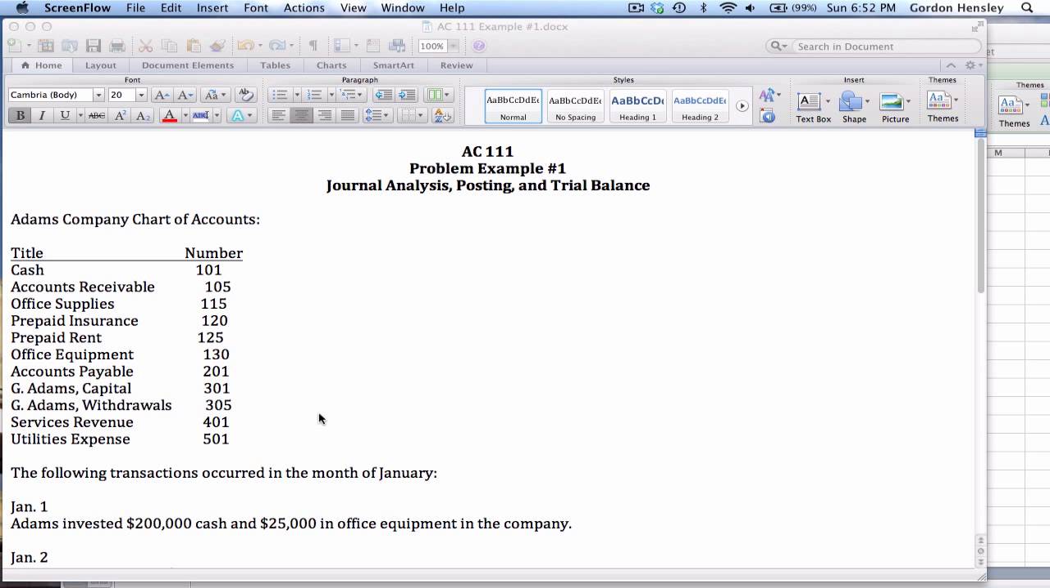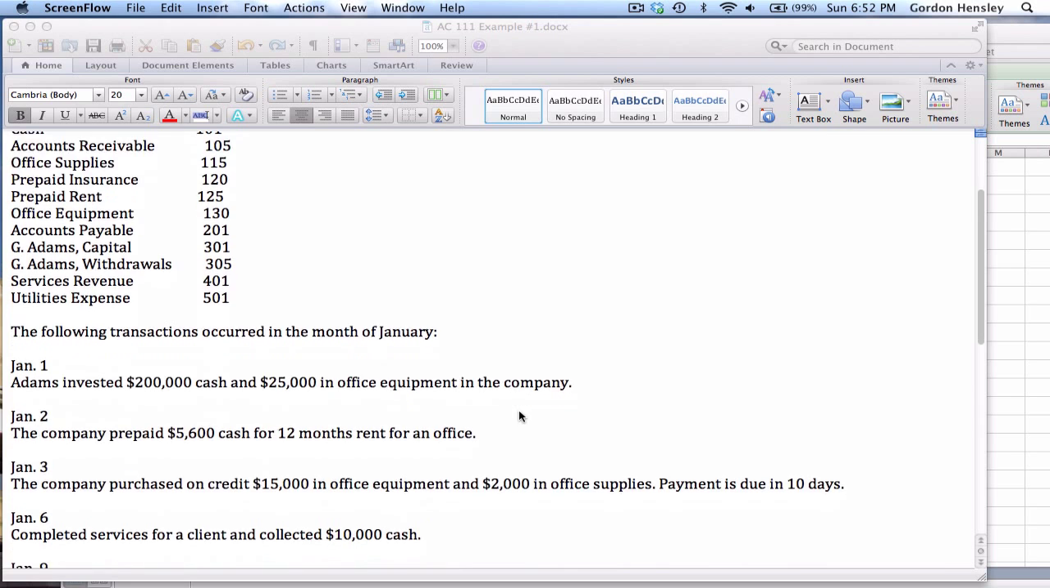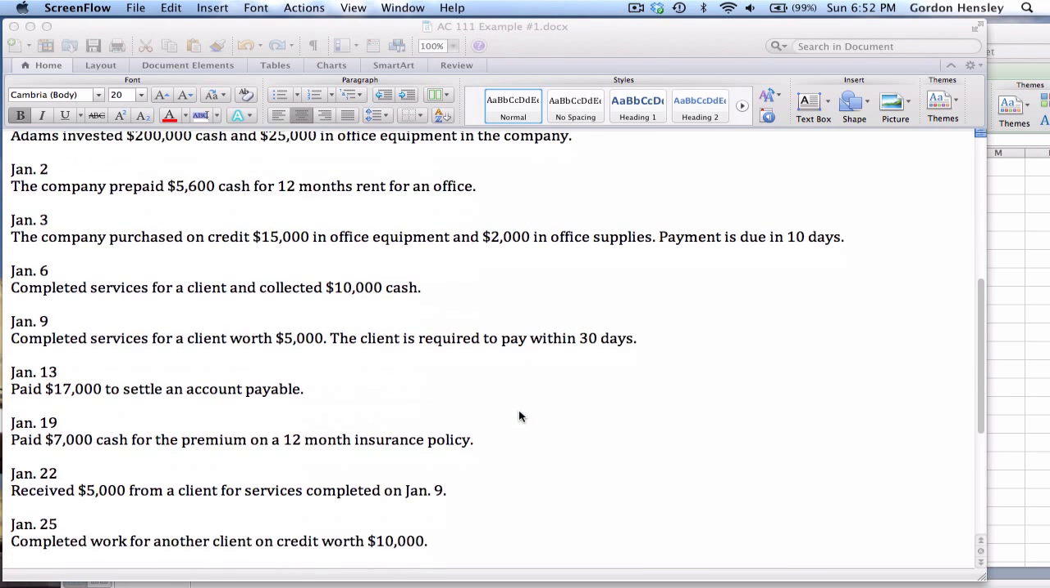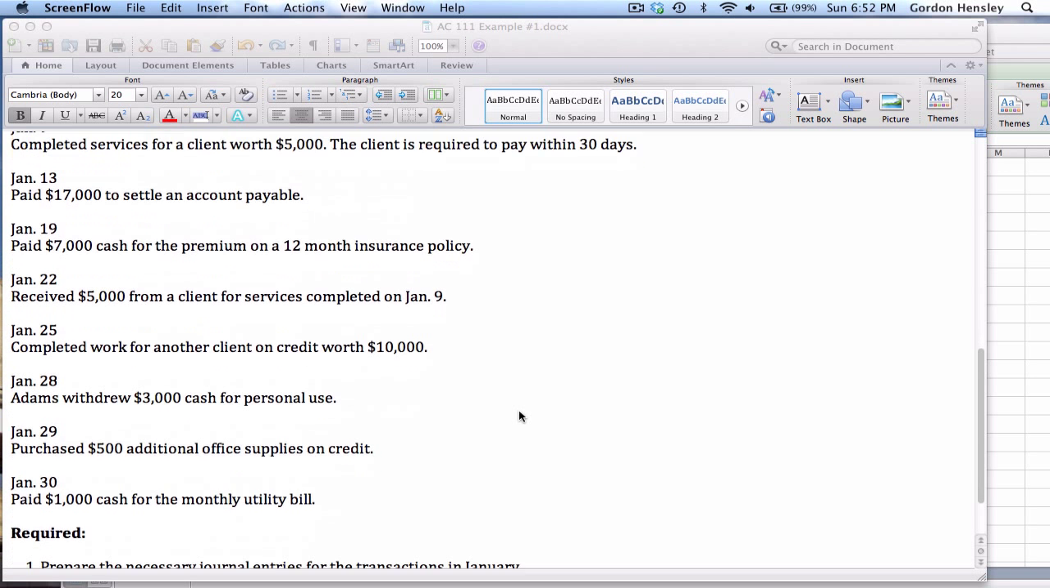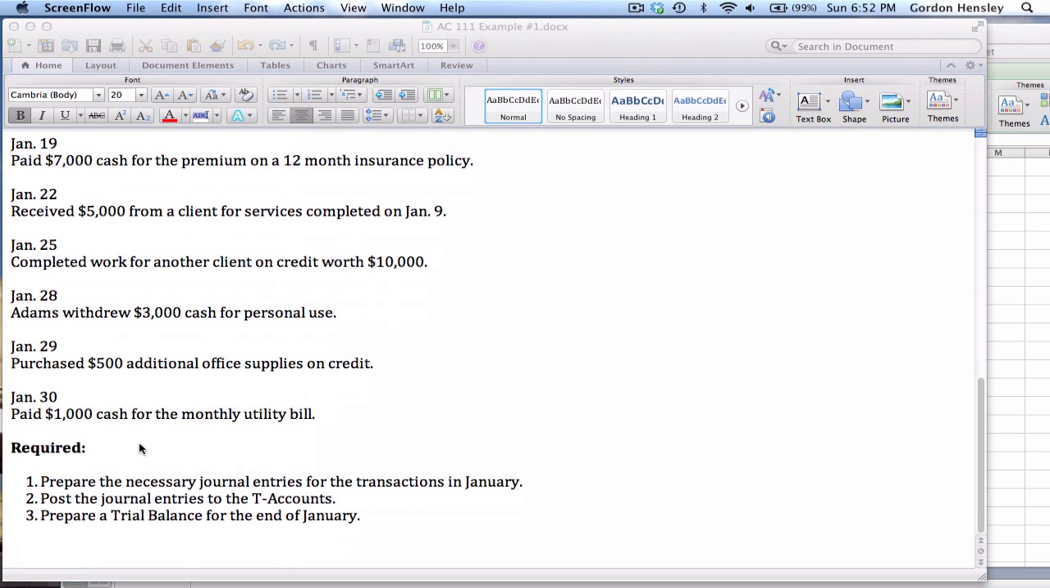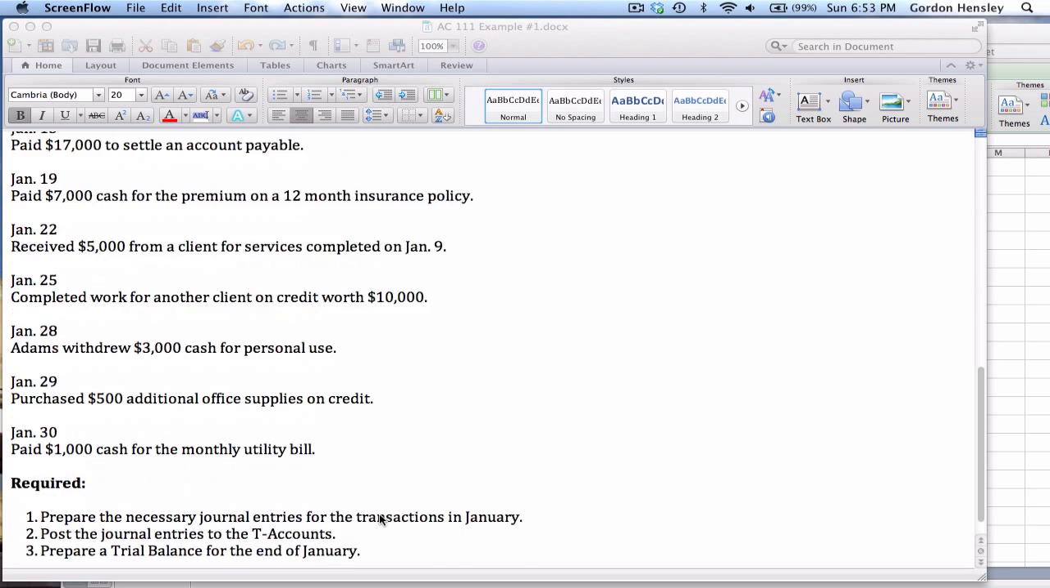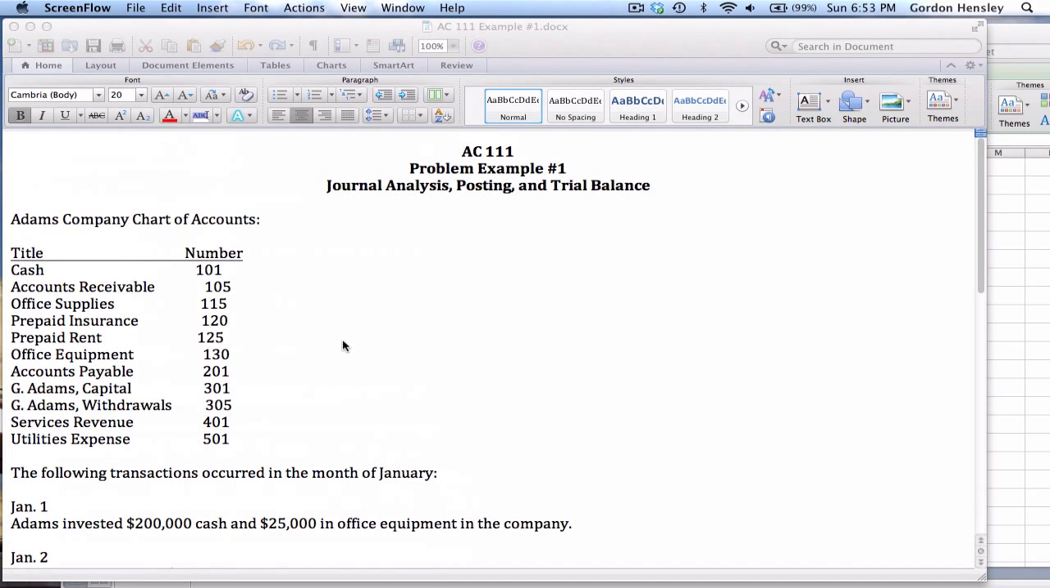Now it says the following transactions occurred in the month of January. And if I scroll through here, I see a whole series of different transactions that occurred throughout that month. And on the requirements, there are 3 things that are required. I have to prepare the necessary journal entries for all of those transactions. Then I'm going to have to post those journal entries to the T accounts, and we talked briefly about T accounts in the last video lecture. And then I am to prepare a trial balance for January.